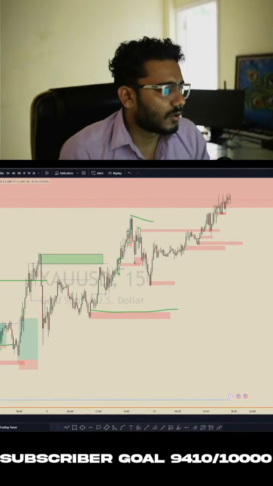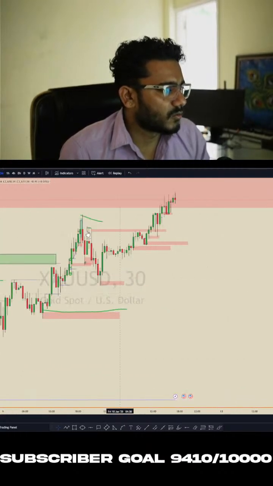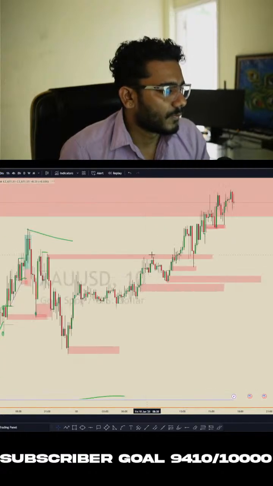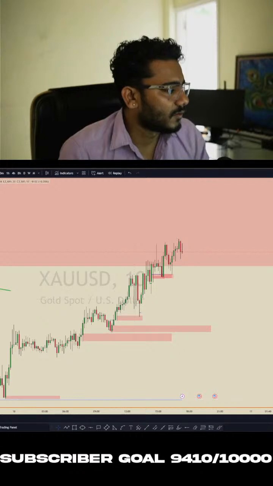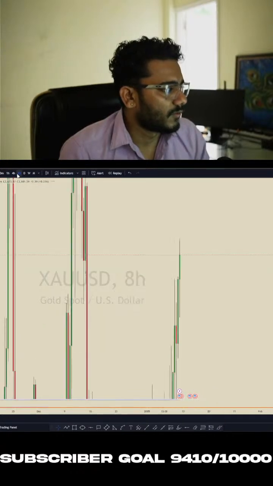On gold, yesterday I was looking for a sell side entry at this order block, this one, but then price gave us a correction. So here we can see right now, let's clear all this and we'll start with a fresh analysis.